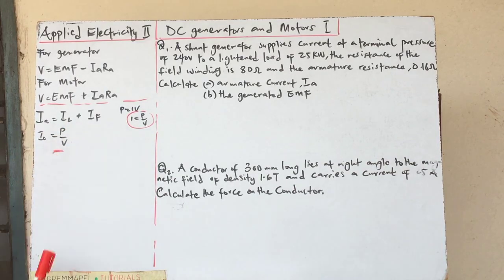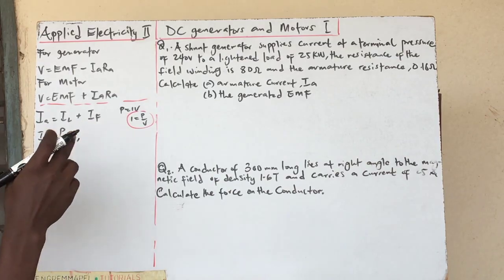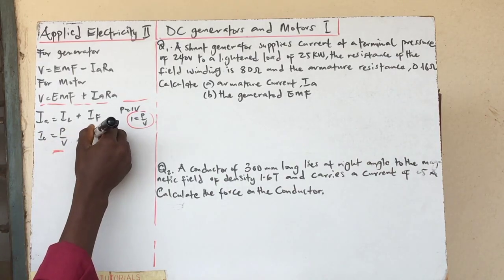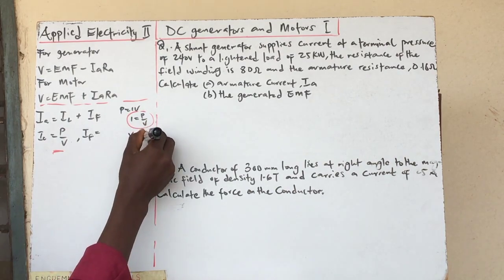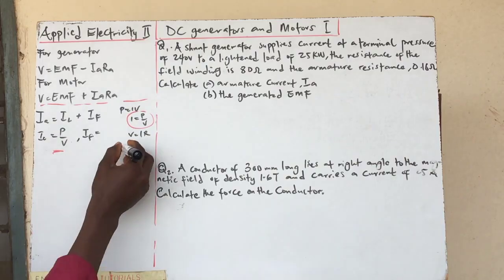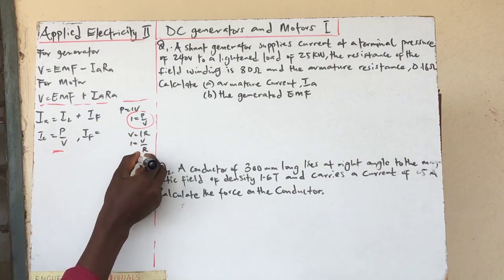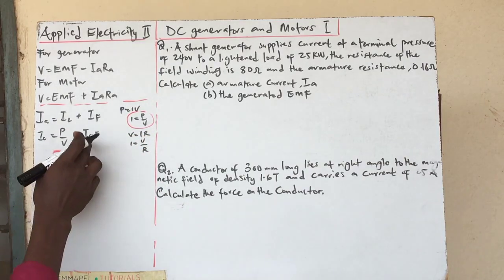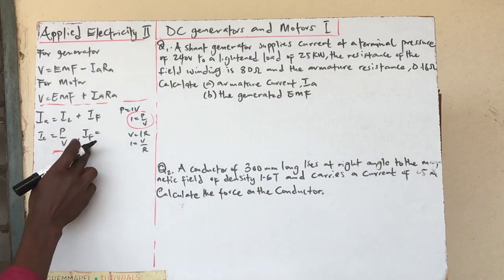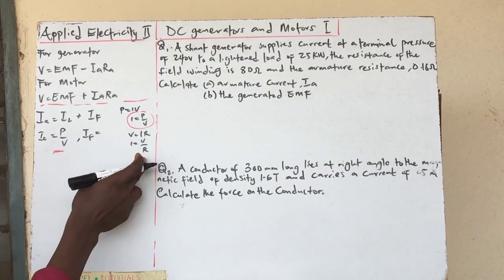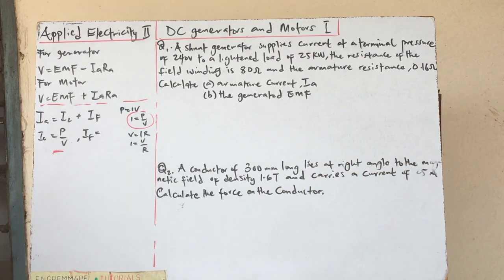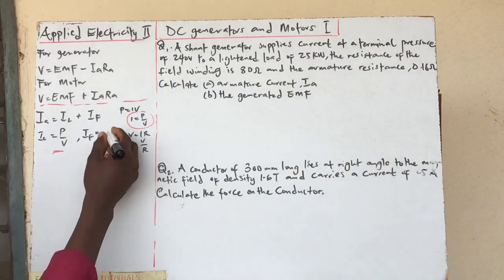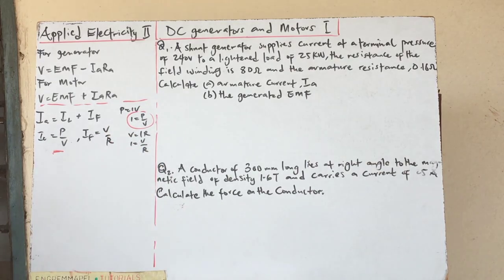Now for IF, this is the current in the field winding. For this one, we are using Ohm's law, V equals IR. So I can make I the subject of the formula, saying that I equals V over R. Same way, if you are given field winding, you always have the voltage for the field current, and you also have the resistance that is functioning in that field circuit. So you're going to be having V over R in this case. These two will be given in the question.